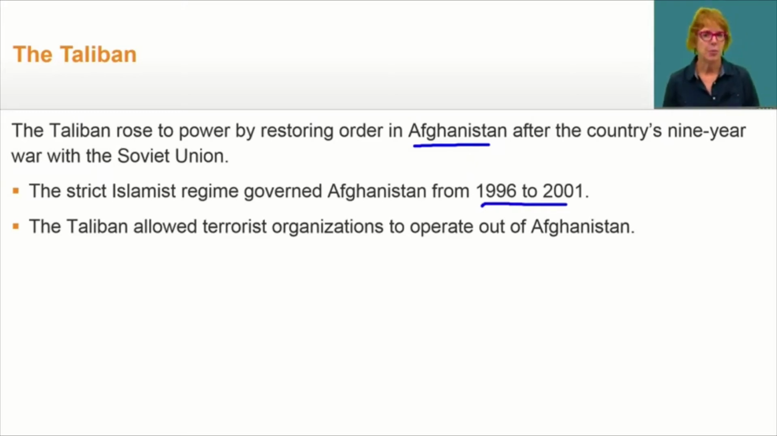The Taliban imposed a strict Islamist form of government in which all laws were based on its own interpretation of the Quran. Women were particularly oppressed under the Taliban. The Taliban also allowed terrorist organizations to operate out of Afghanistan, including one in particular known as al-Qaeda.